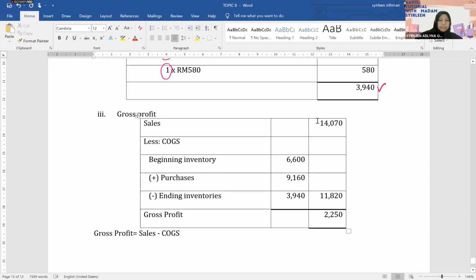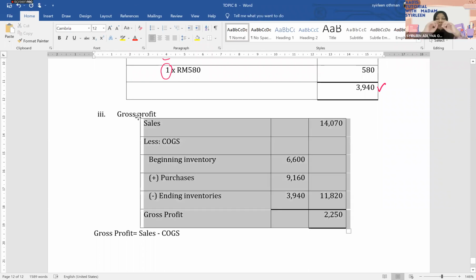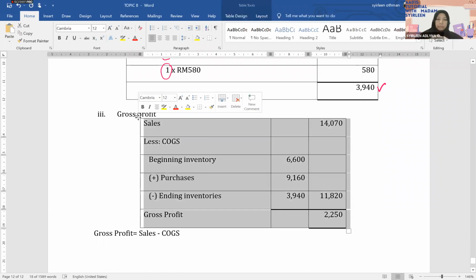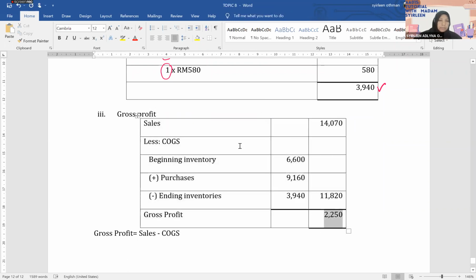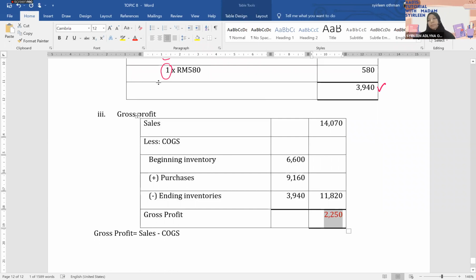Alright. So your sales is 14070. Okay. Your COGS ialah 11,820. Yang itu pun nak kena tunjuk macam mana you dapat. That's why saya lebih suka guna table ni. So that saya boleh nampak flow how to get my COGS. Okay. So kita punya gross is 2,250. Okay. Alright, ada apa-apa nak tanya?